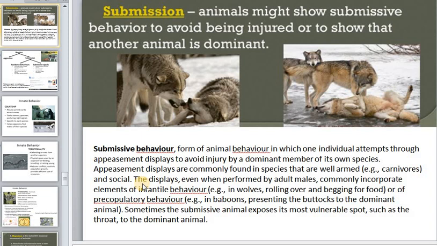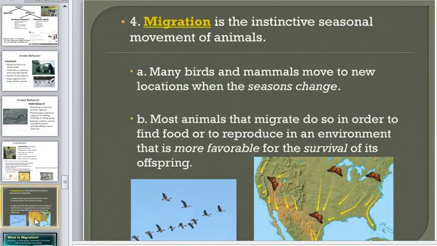The displays, even when performed by adult males, commonly convert elements of inheritable behavior, so for wolves. And sometimes the submissive animal exposes its most vulnerable spot, such as the throat, to the dominant animal. So here are examples of this kind of behavior in animals. For the next one, what is immigration?